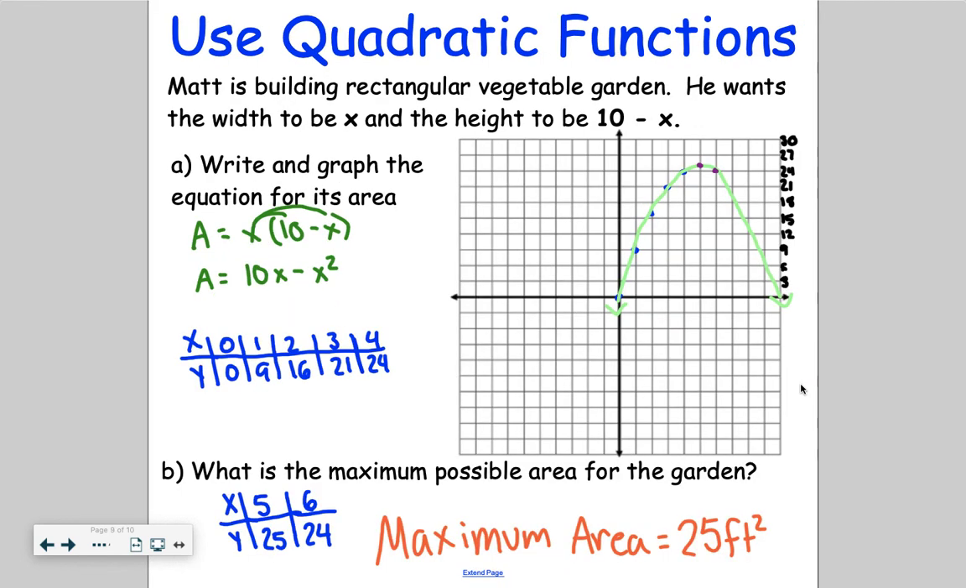So when you keep that table going, you find that when you hit x equals 5, you go up to 25, and then when you plug in 6, it's going back down to 24. So we're getting that downward part of the curve now on this one, which means your maximum area is going to be 25 feet squared.